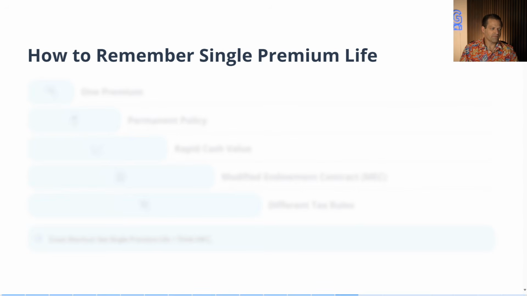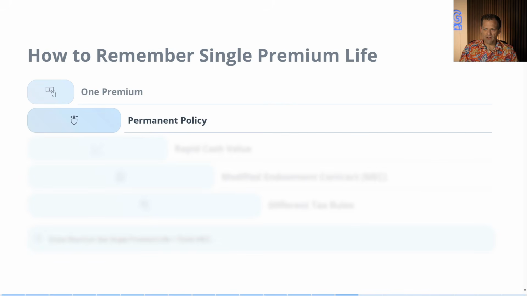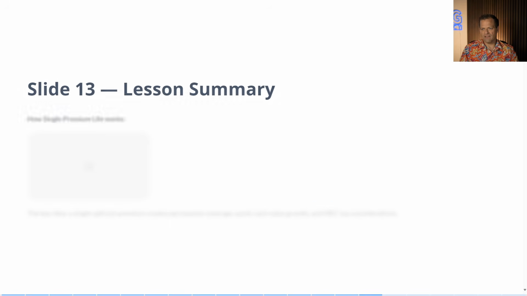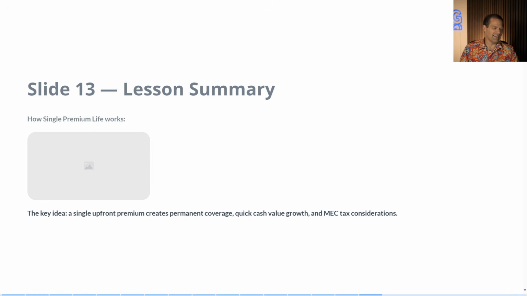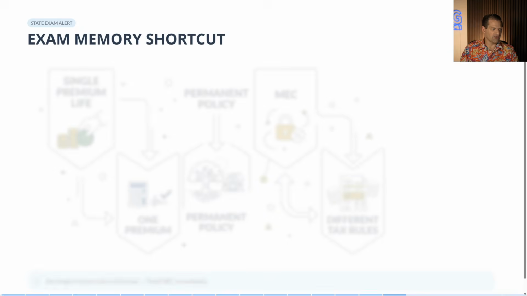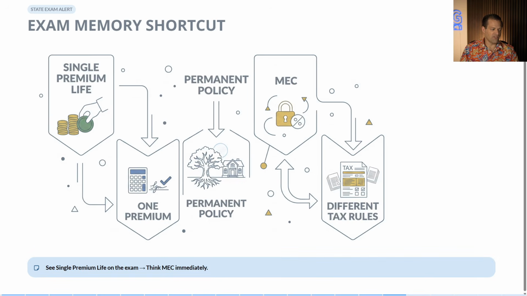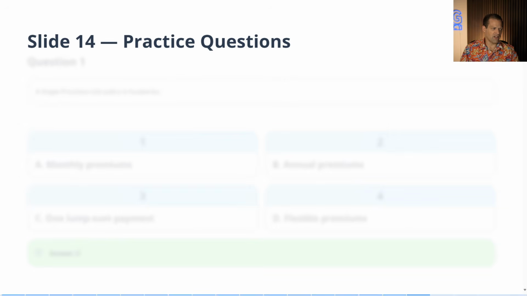So some pro tips on remembering how single premium works. It's one premium, permanent policy, rapid cash value, modified endowment contract, a MEC, and different tax rules. Okay. So in summary, this is how single premium works. The key idea is an upfront premium creates coverage, quick cash value, and MEC's tax considerations. So here's a memory shortcut if you want to take a look at the visual here. If you see single premium life on the exam, immediately shift to MEC, or modified endowment contract.